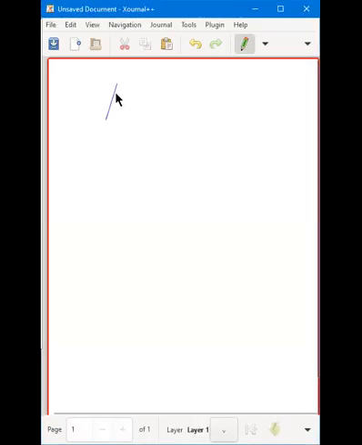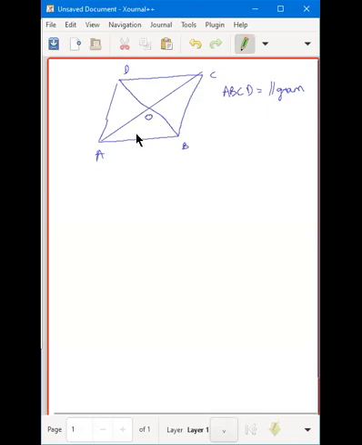We are given a parallelogram ABCD. The diagonals intersect at point O. OB is equal to 6 centimeters and AC is 6 centimeters more than BD. Find the length of OC.